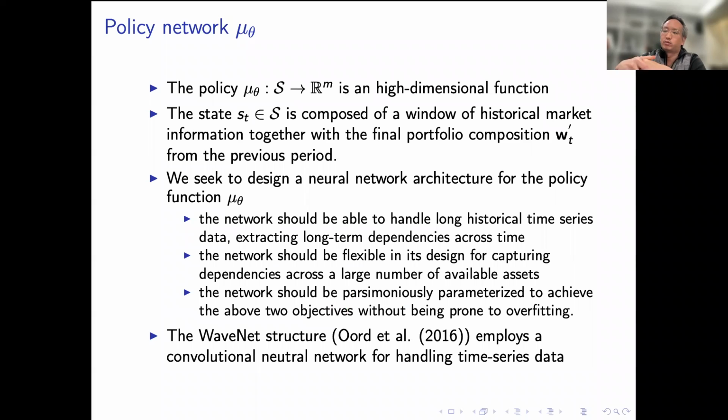And thirdly, the network should be parsimoniously parameterized, because we know that in reinforcement learning, overfitting is a serious issue, right? We know that deep reinforcement learning, compared to deep learning, is to some extent a much harder problem in that it needs much more data in order to have a good performance. So without having enough data, the network should be designed in a more parsimonious fashion, so as to avoid the overfitting issue.